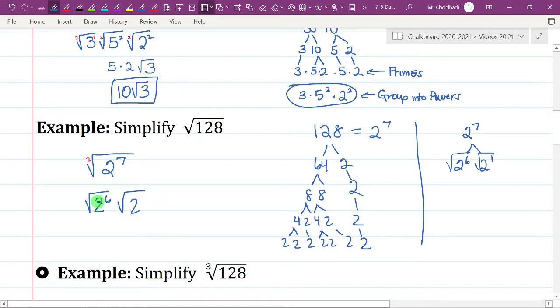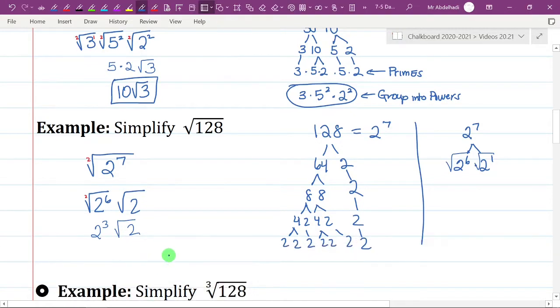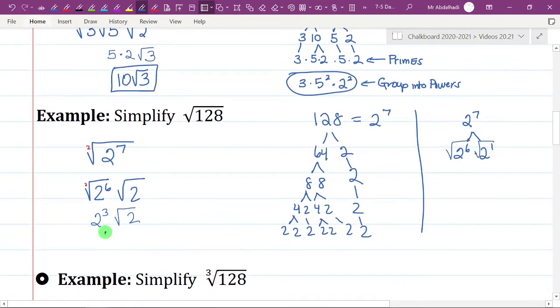Why did I do that? Because now this will divide by the invisible 2 that's here. 6 divided by 2 is 3, and this becomes 2 to the 3rd power, and this is going to be radical 2. Now, what is 2 to the 3rd power? It's 2 times 2 times 2, which is 8. So we get 8 radical 2, and that is the square root of 128 fully simplified.